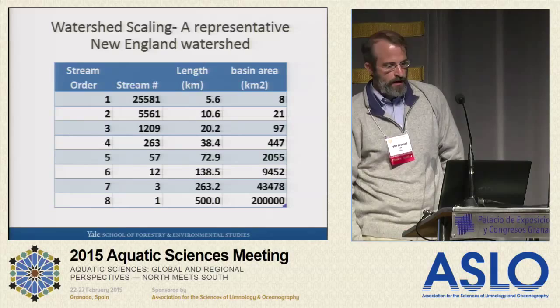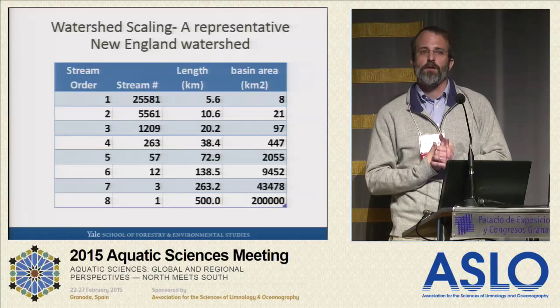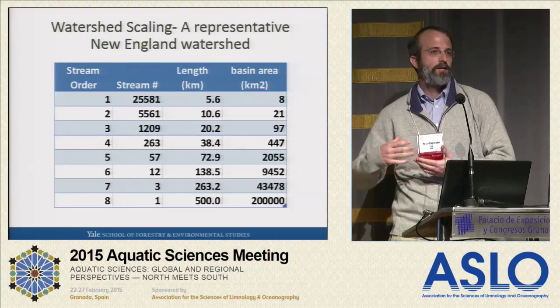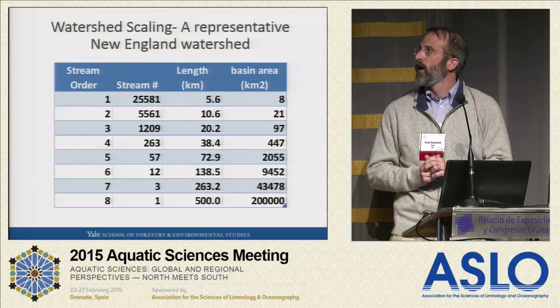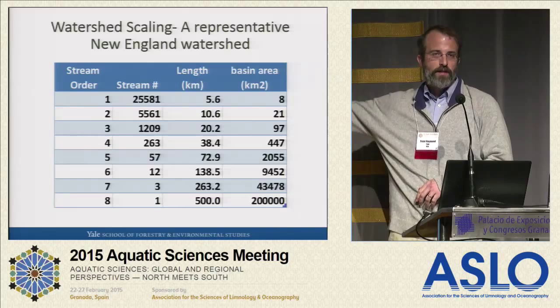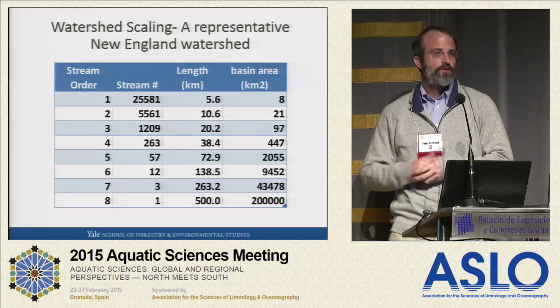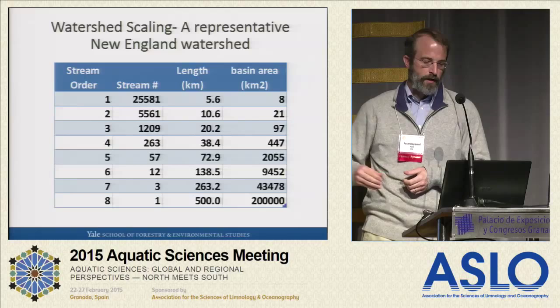Another great thing is that you can now mine this data from data sets like NHD Plus and collect these for watersheds around the US and even around the world. And this is how it works for your average hypothetical or representative New England watershed. Within these, the scaling laws are obeyed. You can see the increase in stream length as you go up in stream order, the increase in area that follows these ratios, and the dominance of stream numbers in your low orders.